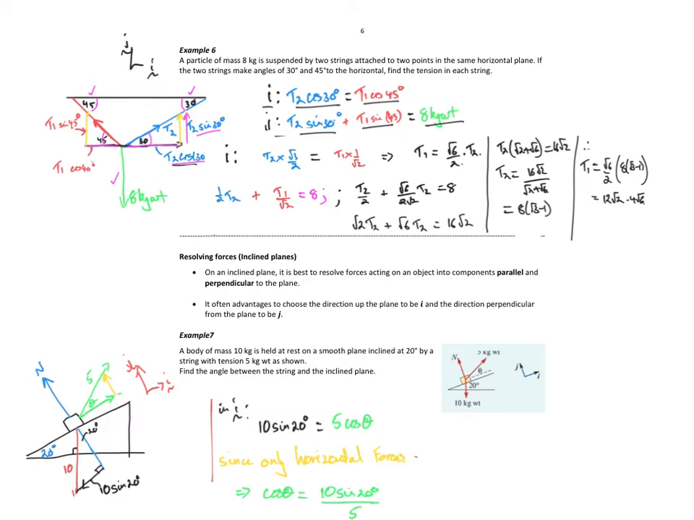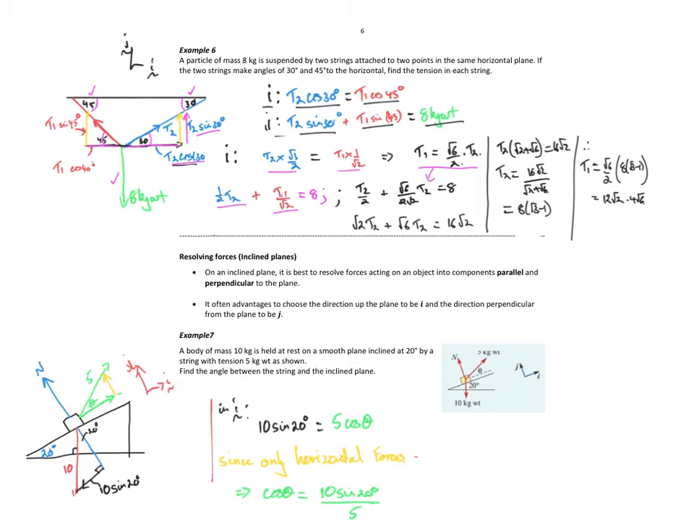So if we look at the I component forces, we've got T2 cos 30, which is T2 root 3 on 2, equals T1 cos 45, which is T1 times 1 on root 2. J component, sine 30 is a half T2, plus sine of 45, 1 on root 2, times T1 is equal to 8. So if we just manipulate the I component, we'll get T1 is equal to root 6 on 2 T2. Substitute that into the J equation.